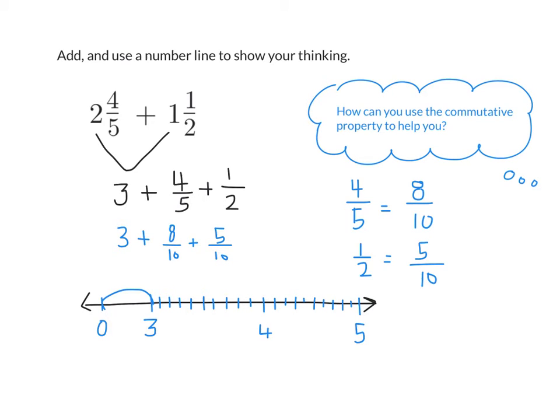Okay, now to 3, I have to add 8 tenths. So I'm going to count 1, 2, 3, 4, 5, 6, 7, 8. After I add the 8 tenths, what number am I at? What's the value of this part right here? 3 and? 8 tenths. Good. So over here I added 8 tenths. Right? What else do I have to add? Am I done? No. I have to add 5 more tenths, right? Watch. 1, 2, 3, 4, 5. I ended up here.